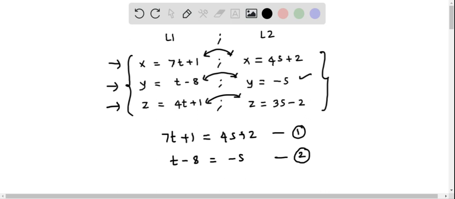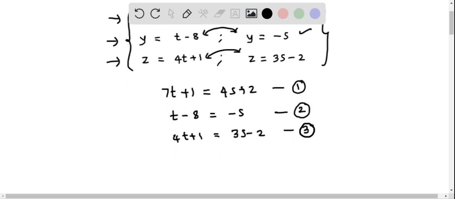And finally we will have another equation when we equate the z equations. So we will have 4t plus 1 equals 3s minus 2. Let's say this is equation number 3. So now that we got the equations in two variables, that is t and s, we need only two equations to solve the variables t and s. So I'm going to utilize only these two equations to find the values of t and s.